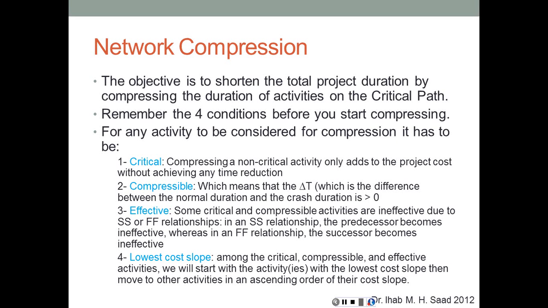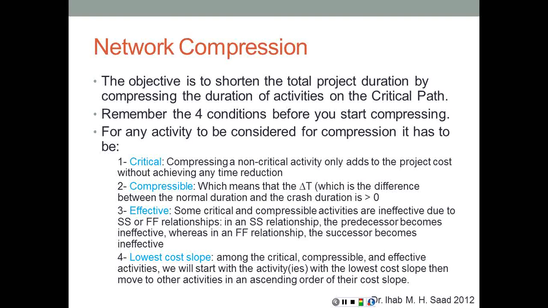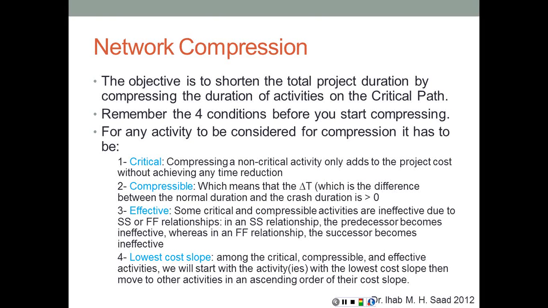Okay, now for all the critical, compressible, and effective activities, which one are we going to start with? We are going to start with the one with the lowest cost slope. Remember again, the cost slope is delta C over delta T, difference in cost divided by difference in time for that particular activity. Therefore, we're going to look at which activity is going to cost us the least amount of money to compress by 1 day.